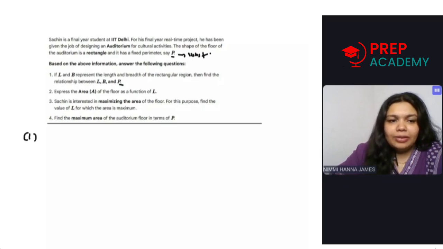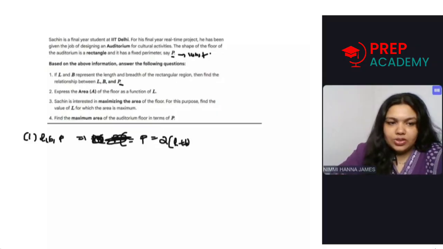So the first question: L, B and P are the length, breadth and perimeter. We know the relation between perimeter, length and breadth: P is equal to 2 into (L plus B). So that is the answer for the first question.